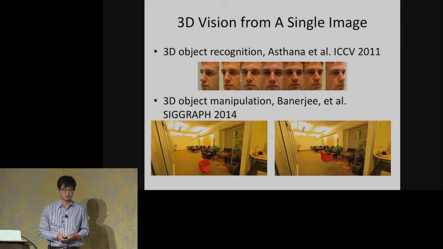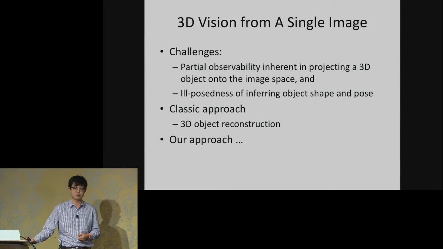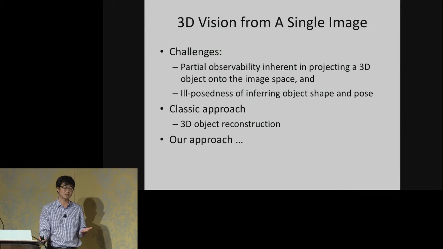It's well known that this is a very challenging problem due to the partial observability inherent in projecting the 3D object onto image space, and then the ill-posedness of inferring object shape and pose from a single image. Obviously, the classic approach is to recover the 3D shape from a single image, or you can say this is a 3D object reconstruction problem. But today, I'll take a different approach.